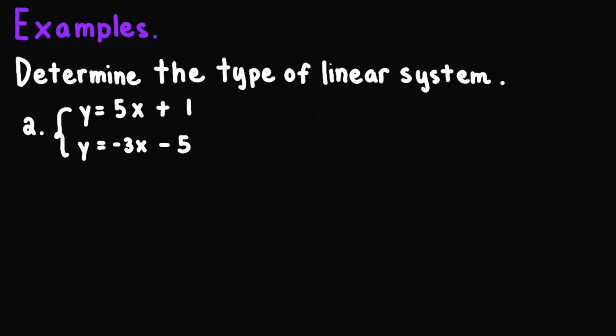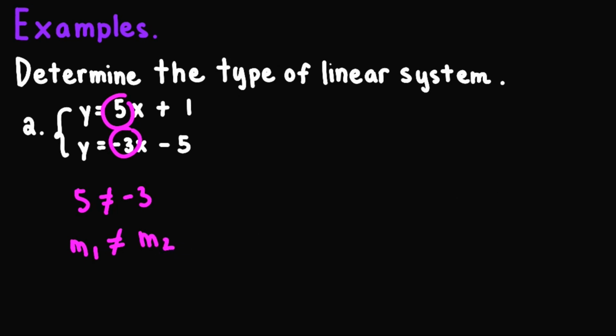Let's have this next one. In here, our goal is to determine the type of linear system again. We're given y equals 5x plus 1 and y equals negative 3x minus 5. Again, since these two lines are already in their slope-intercept form, we can easily inspect the slope and the y-intercept. Inspecting the slopes, clearly, we have different slopes out here, since 5 is not equal to negative 3. So the slope of the first line is not equal to the slope of the second one.